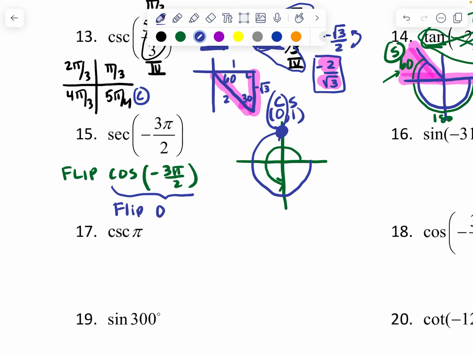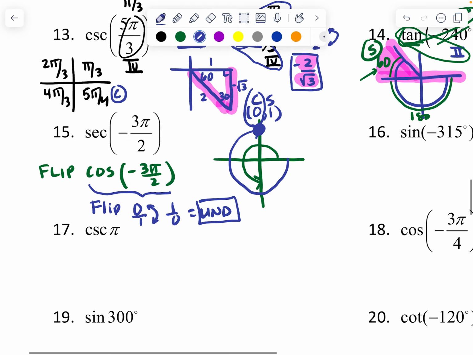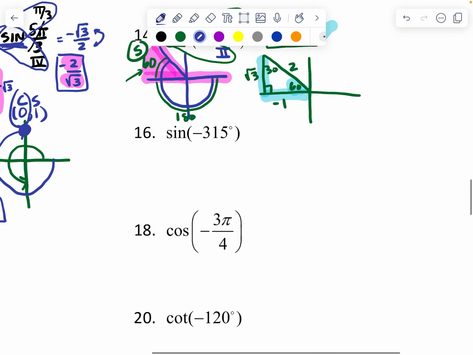Well, remember, I can rewrite 0 as 0 over 1. If I flip that, I get 1 over 0, which ends up being undefined because we cannot divide by 0. Okay? All right, how about sine of negative 315? Again, you guys, this one was a little bit harder than what I gave you guys on the first review. Your quiz is somewhere in the middle.